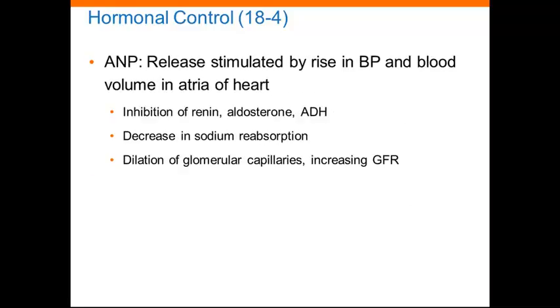The release of atrial natriuretic peptide, ANP, is stimulated by a rise in blood pressure and volume in the atria of the heart. And this will result in inhibition of renin, aldosterone, and antidiuretic hormone, which is the opposite of the renin-angiotensin system. It will decrease sodium reabsorption and dilate glomerular capillaries, which will increase glomerular filtration rate.